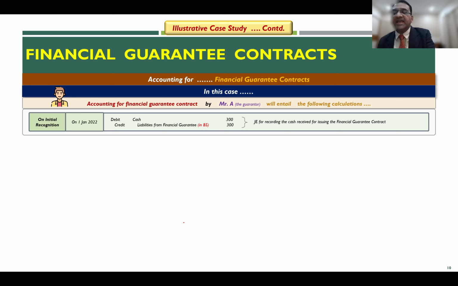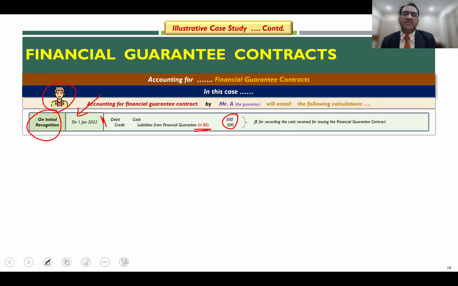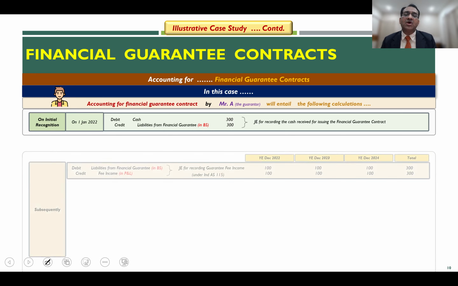So as we have seen, at initial recognition, which is on 1st January 2022, you have to record the entry at fair value. Fair value, because it's a third party transaction, we will presume that the 300 rupees of the premium charged is the fair value. And therefore the journal entry which will be recorded by this issuer of the financial guarantee is cash to the extent of 300 received, and they will set up a corresponding liability sitting in the balance sheet in respect of the possible future obligation.